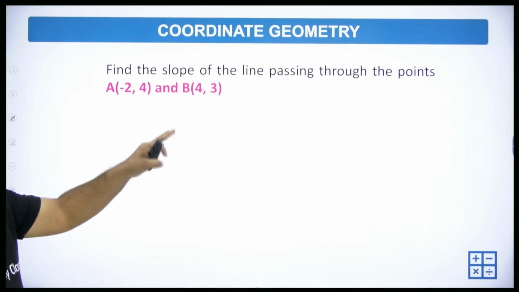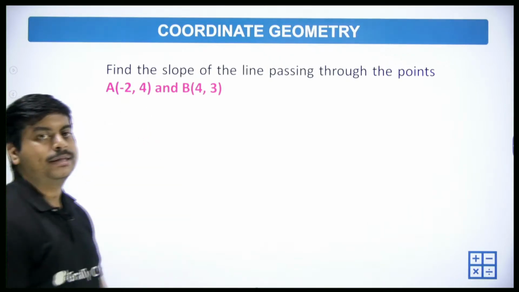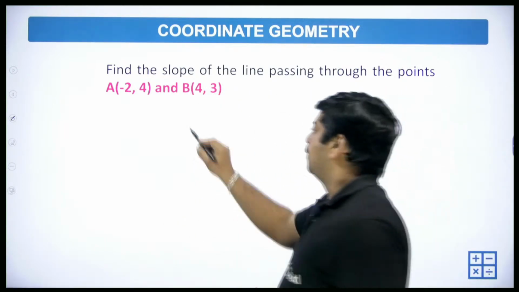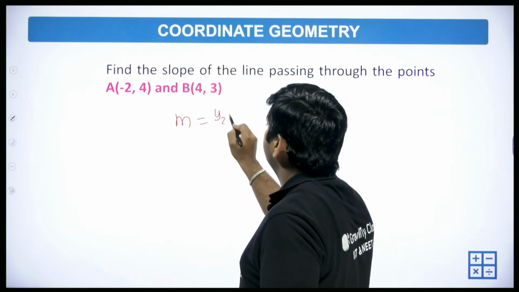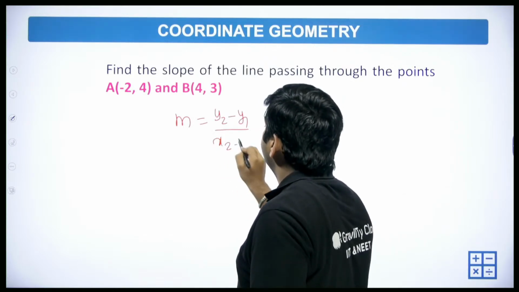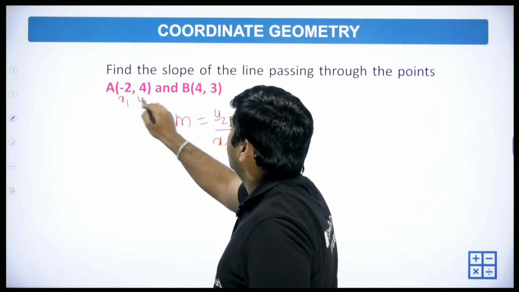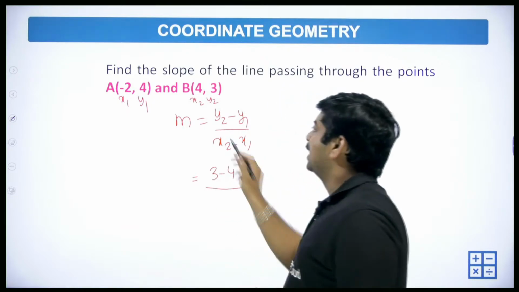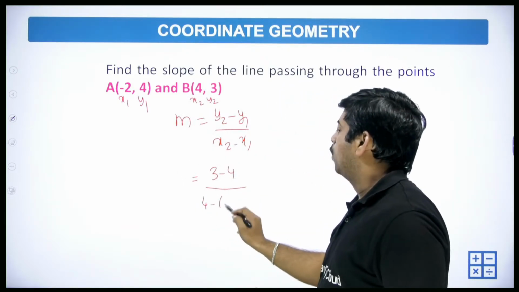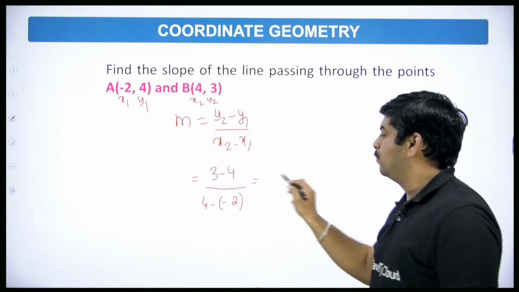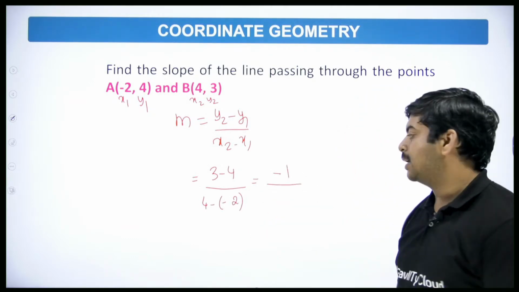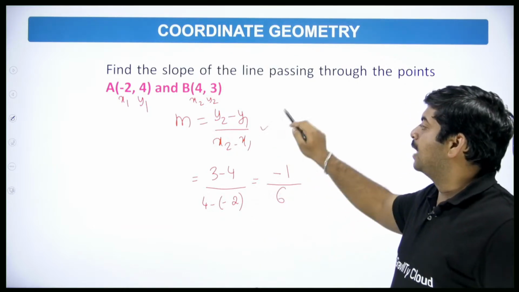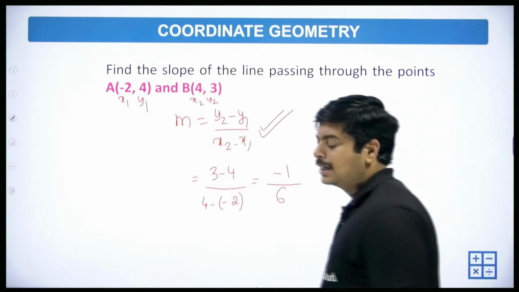Find the slope of the line passing through the points A and B. We have 2 points. And now tell me, what is the line joining 2 points formula? We discussed previously. The slope is equal to y2 minus y1 by x2 minus x1. So this is x1 y1 and this is x2 y2. So y2 minus y1, 3 minus 4, by x2 minus x1, 4 minus of minus 2. So 3 minus 4 is minus 1, by 4 minus of minus 2 is 6. 4 plus 2 is 6. So that will give you minus 1 by 6 as the slope.